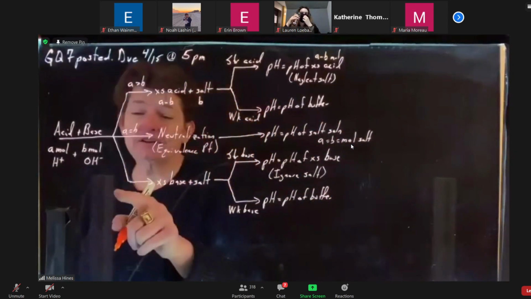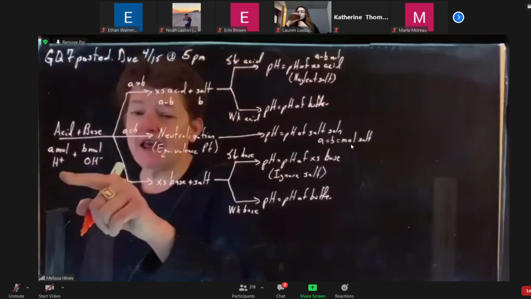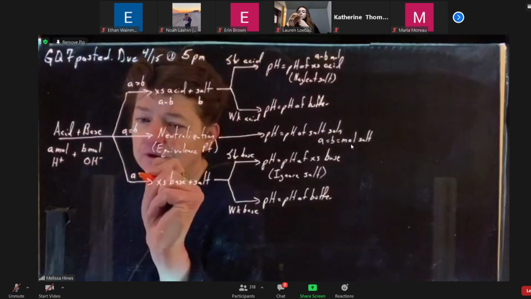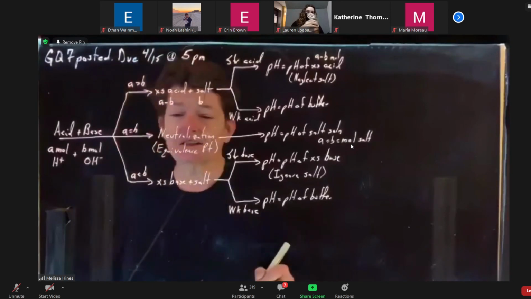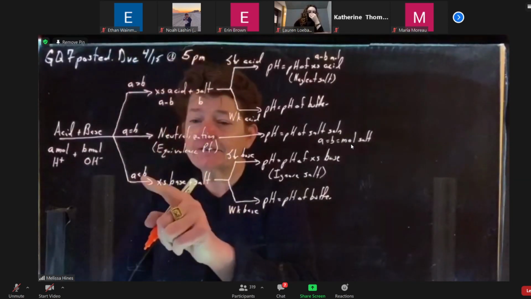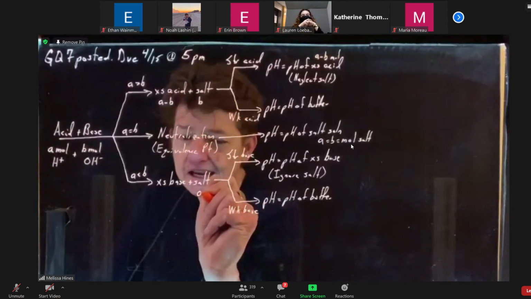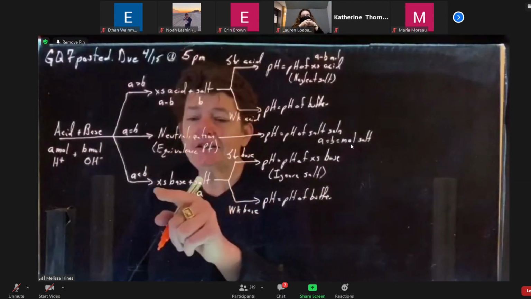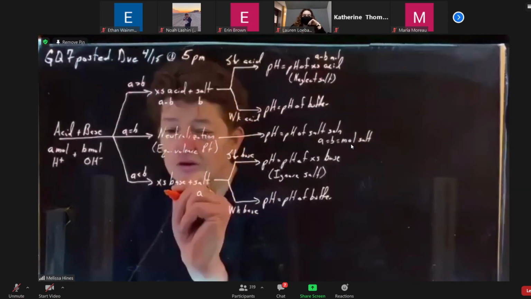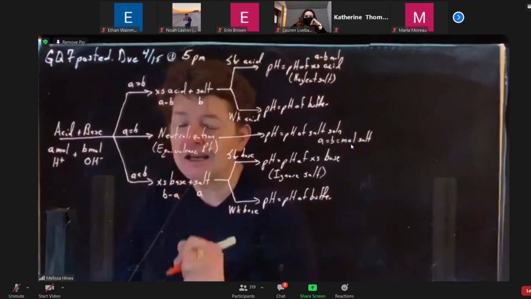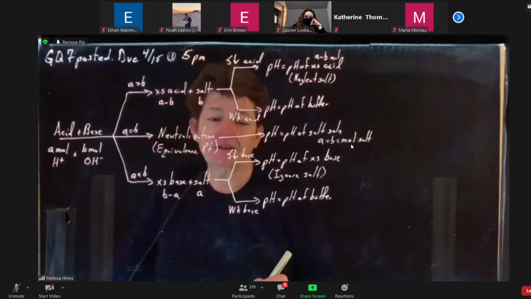Now, you could also be in the case where you have more base than acid. In that case, A would be less than B, and if A is less than B, all of the acid will react with base to give you salt. So you will have A moles of salt, and then you'll have excess base, with B minus A moles of base left over.